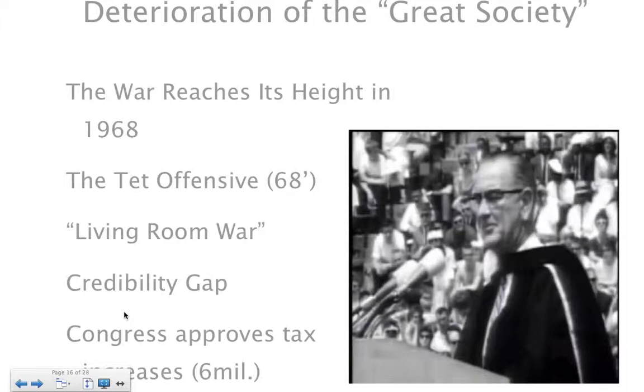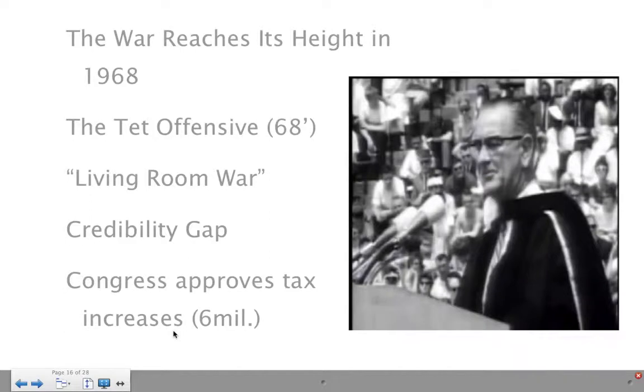And then we also see the Living Room War, which is already mentioned. Again, that's where we see the gruesome images portrayed of the casualties in the Vietnam War. And then again, there's going to be a credibility gap between the American public and the government. And then we see an increase of government taxation to fund the war, and this ultimately will lead to the 70s recession we'll talk about later.